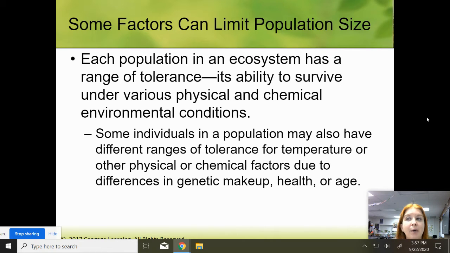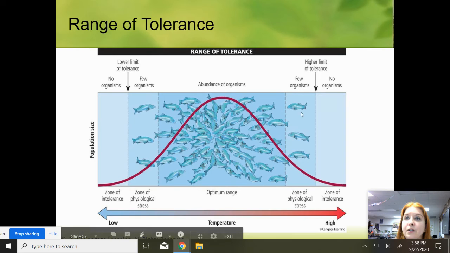Some individuals in a population may also have different ranges of tolerance for temperature or other physical or chemical factors due to differences in genetic makeup, health, or age. So you're always going to have some variety, but you'll still have your range of tolerance that works. Then you get a little bit out of your range of tolerance, but if you get too far out, then you die.